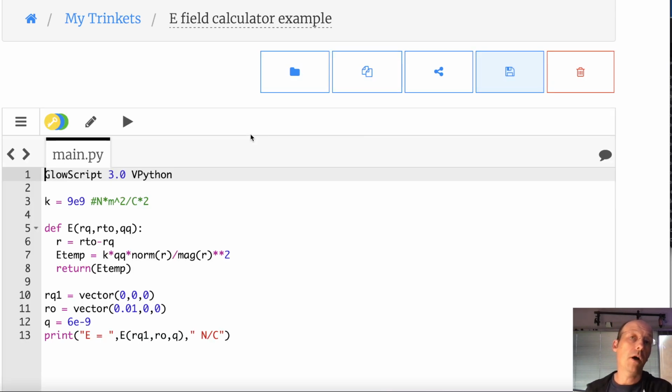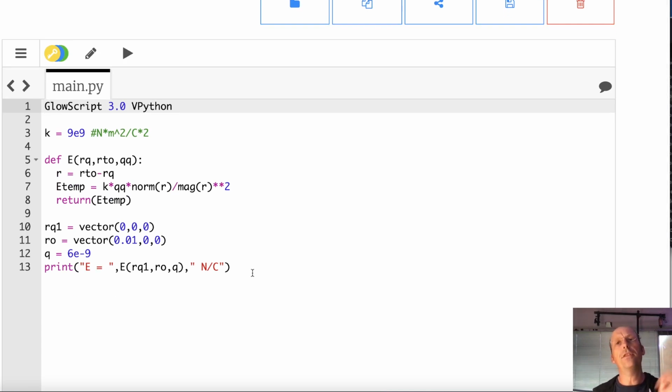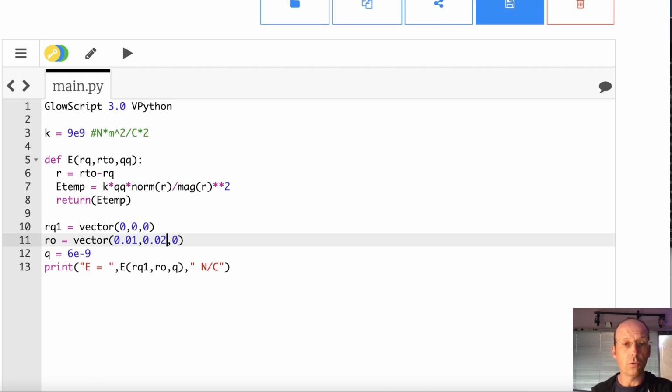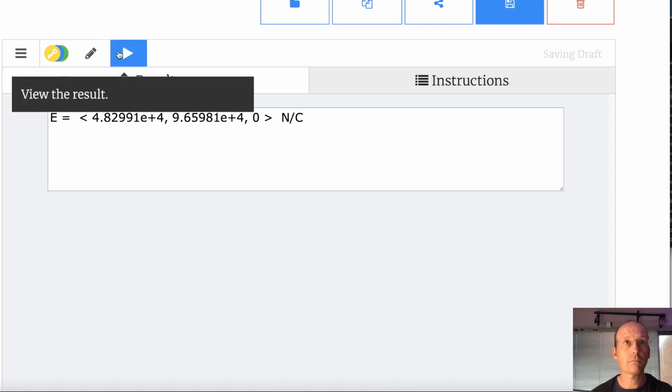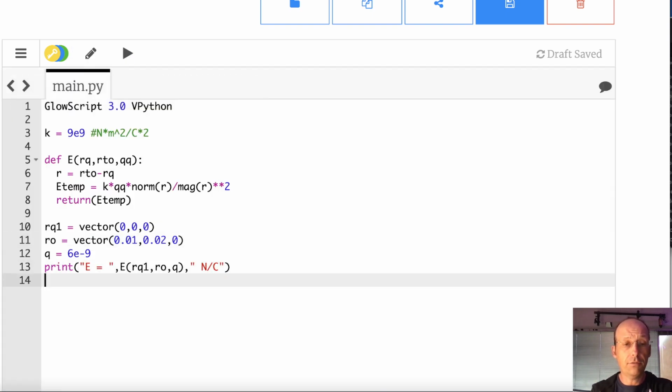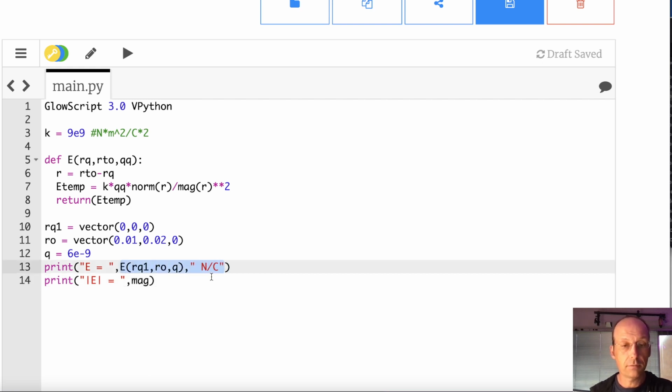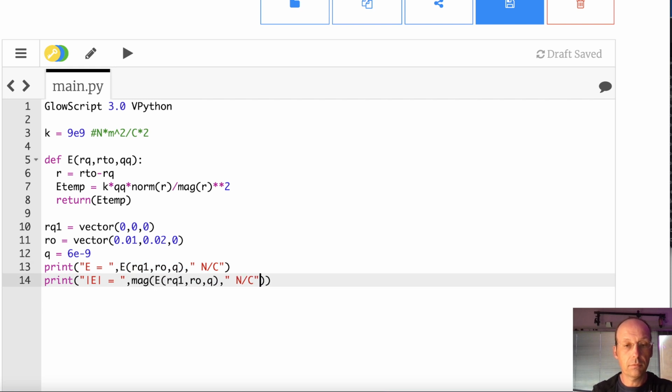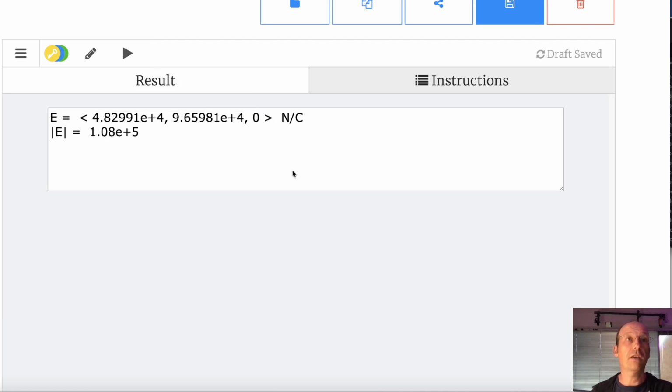Okay, so here we are. Now there's one other thing that sometimes we need. There's a couple other things that we might need. Let's put this somewhere else. Let's put this at 0.02 and run it. So it has x and y component. Sometimes you just want the magnitude of that answer, so we could print magnitude of E equals mag, and then it's just going to be that same thing. Everything's going to be the same, actually. Yep. Let's run that. And so that gives me the magnitude.